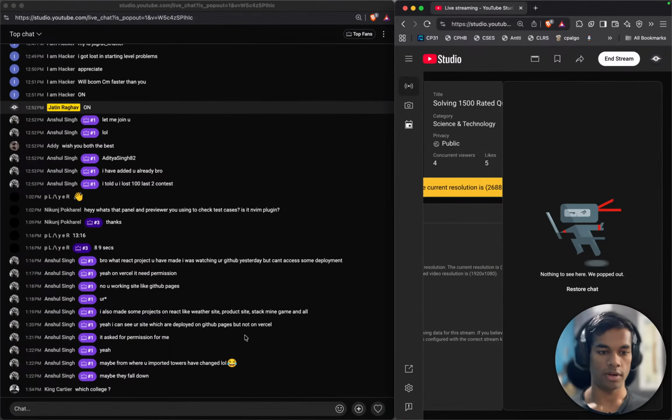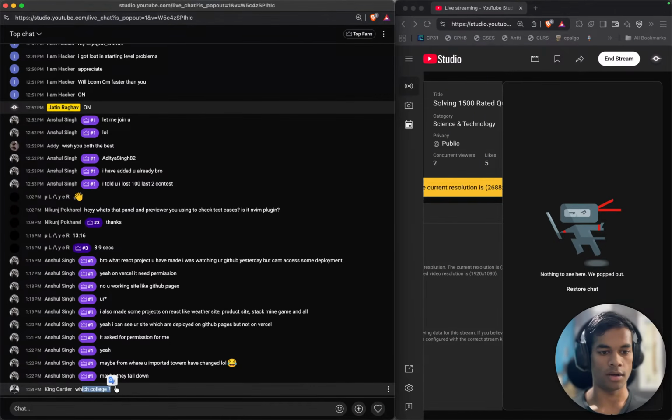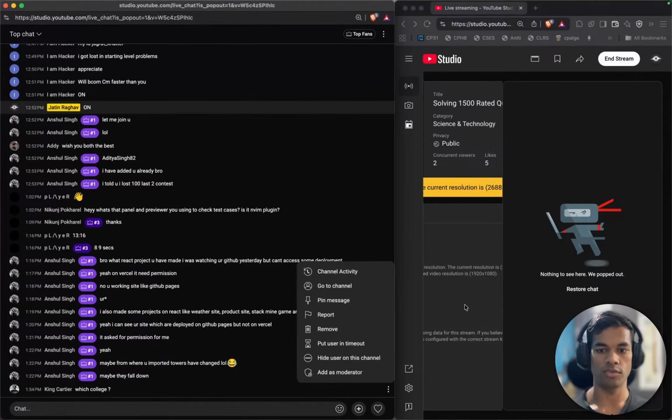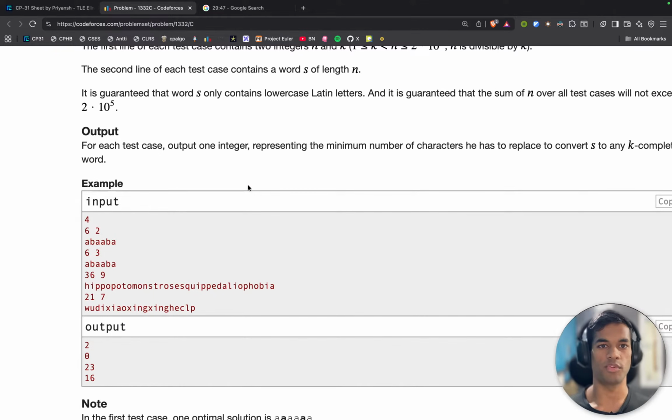That might actually work. Which college? Tier 3 college near my house. That is the whole description for the college.